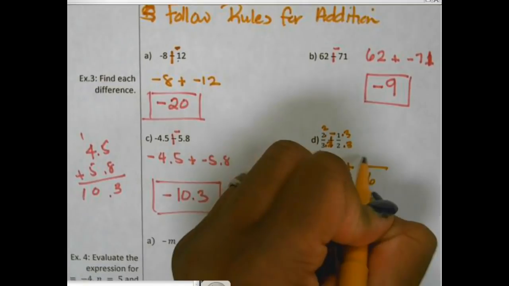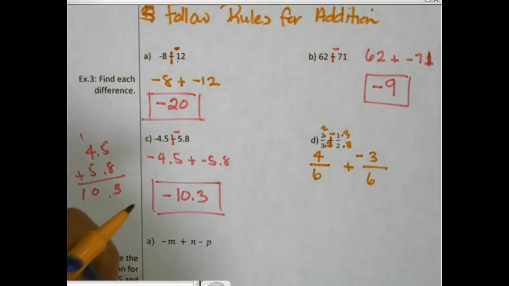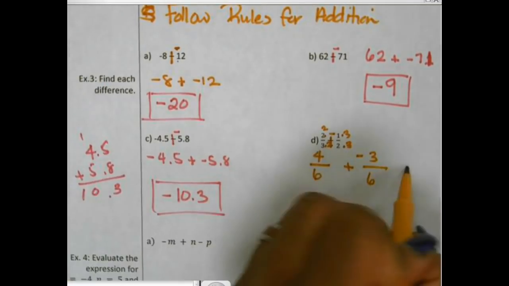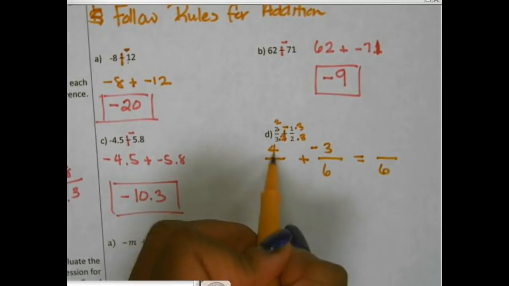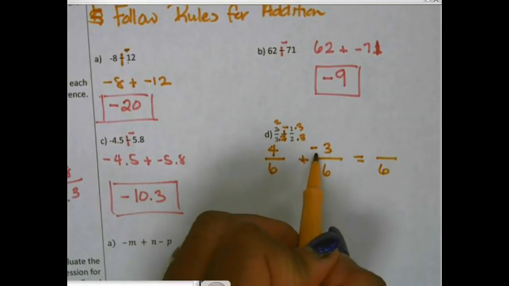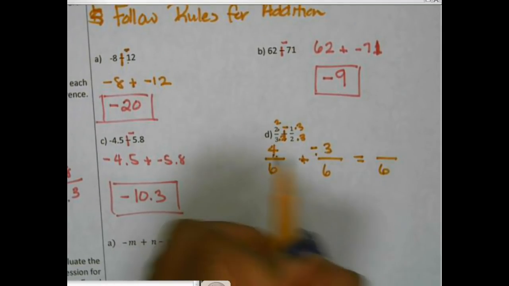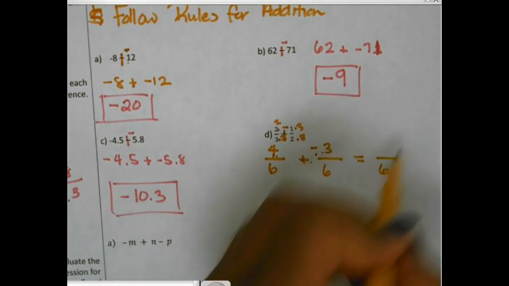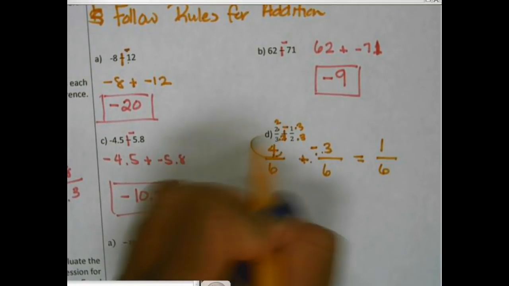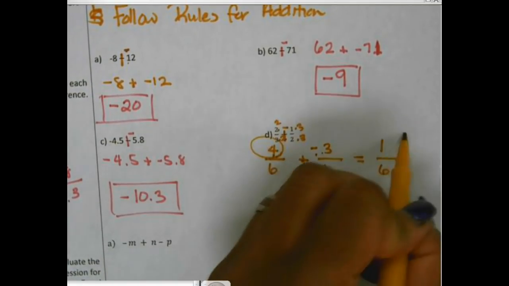This was negative, yeah. So negative 3. Denominator will still stay the same. And then I'm looking at 4 plus negative 3. Different signs, so I will take the difference and get 1. Because this is positive and bigger, I'm going to keep that as positive 1/6.